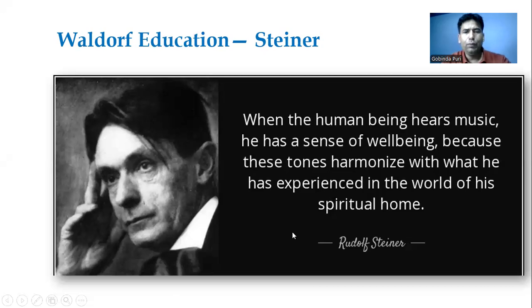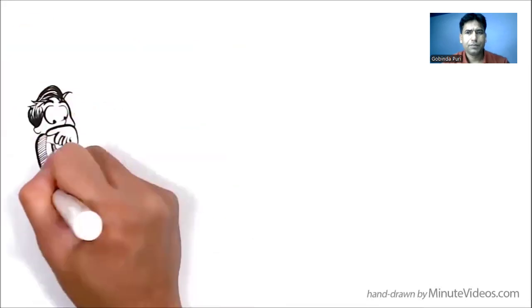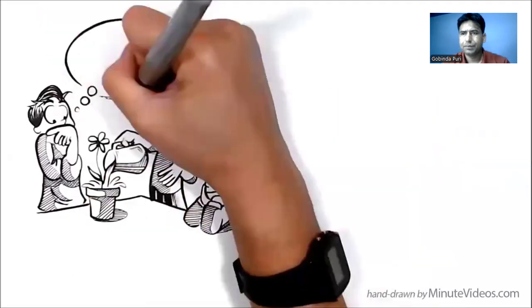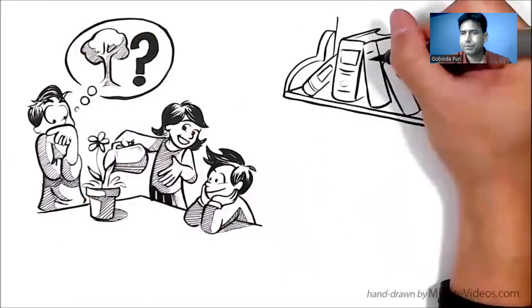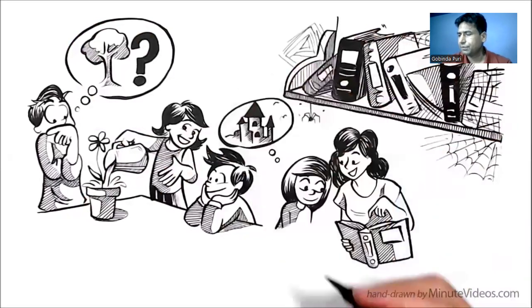Rudolf Steiner once said, "When the human being hears music, he has a sense of well-being, because these tones harmonize with what he has experienced in the world of his spiritual home." So Steiner's focus is on the spiritual aspect. The goal of a Waldorf education is to develop free but morally responsible individuals equipped with a high degree of social competence and creative capabilities. Factual knowledge, homework and test scores receive less attention. Storytelling and experimentation are the main methods of instruction.